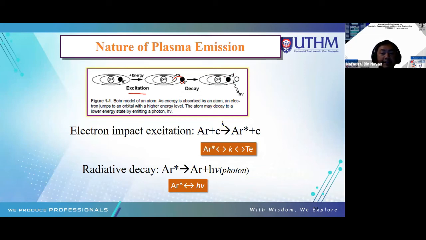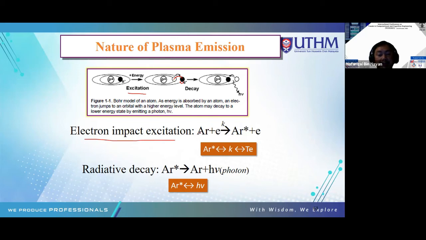When it jumps to its original orbit, because the level of energy is different, from the outer orbit to the inner orbit, it will release an emission, h nu. These are the emissions that we will capture. So the plasma gives emission because of this process. The first process we call electron impact excitation.